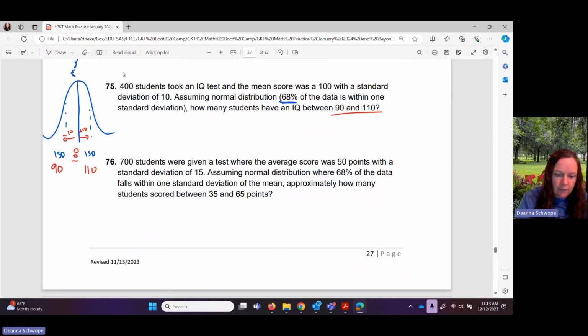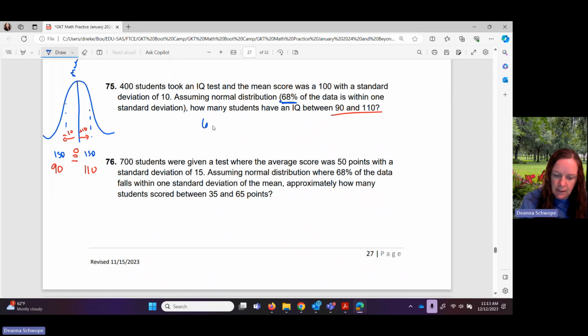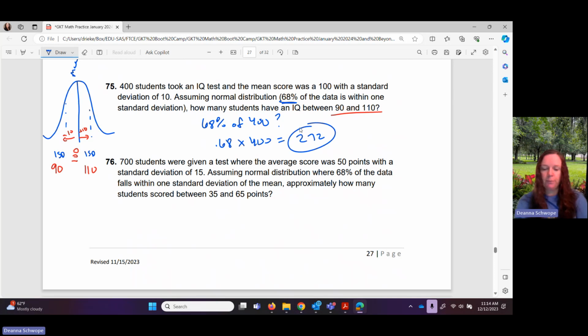So basically all you have to do is find 68% of 400. And we can change a percent to a decimal, so 0.68 times 400, and that comes out to 272.